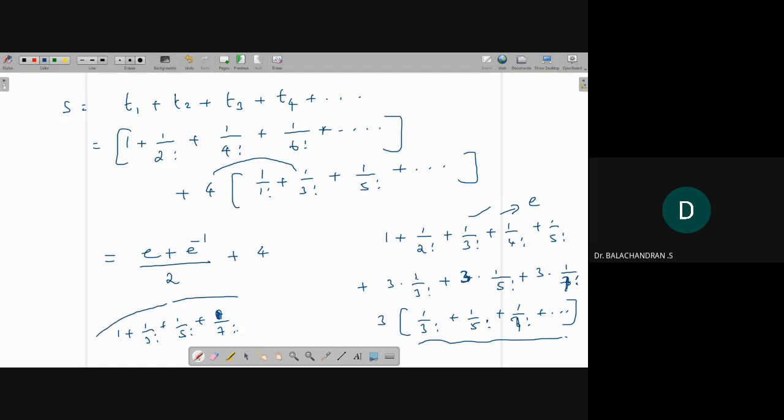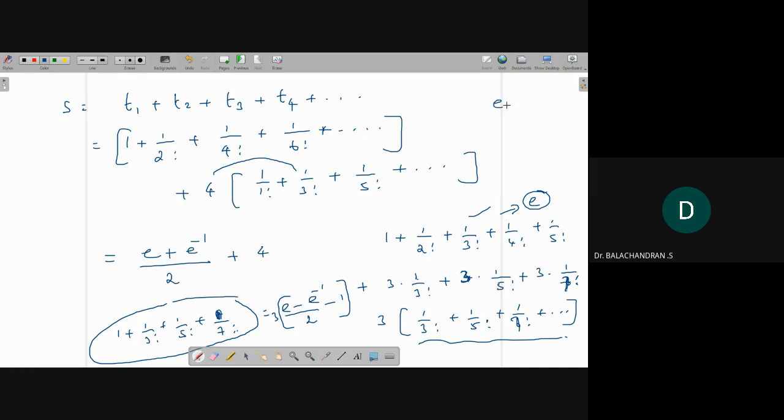Yes, sir. What is this one? E minus e power minus 1 by 2. But here, the first term is missing. Minus 1 also, sir. Okay, so into 3 times, because 3 is here. So here I have E, so I need to add here E.